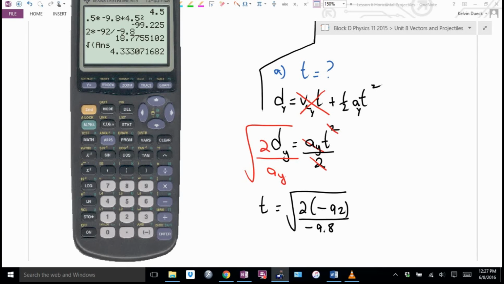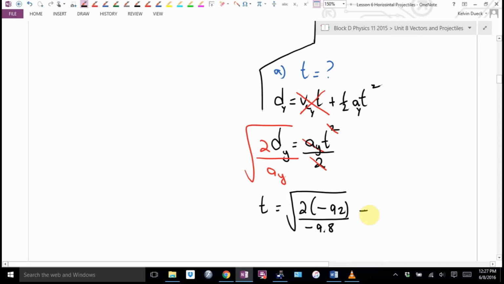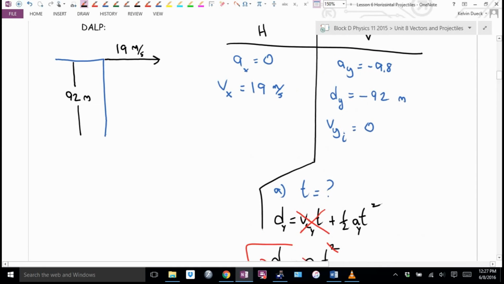4.33307. I'll go 4.33, but I'll keep this on my calculator. Is that okay? And since this was one of the things they wanted me to find, I'll even draw a little box around it. There's A. In fact, you know what? I could even now write that up here.